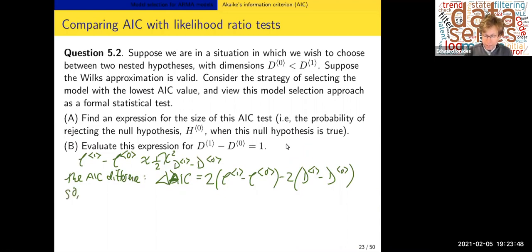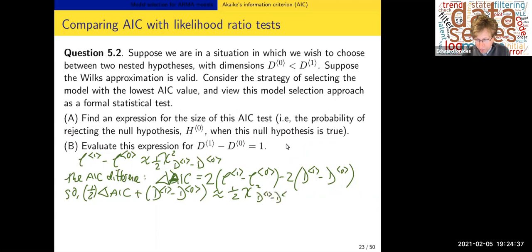So Wilks would have you say that if I take delta AIC and I multiply it by 1/2, and I add d1 minus d0, then I get that this is approximately 1/2 chi-squared d1 minus d0.